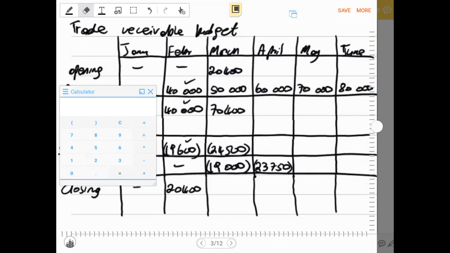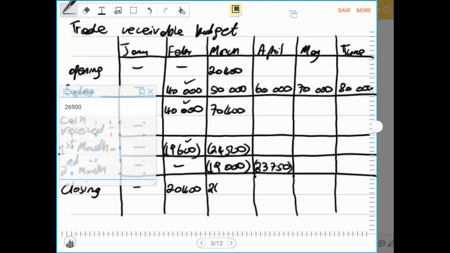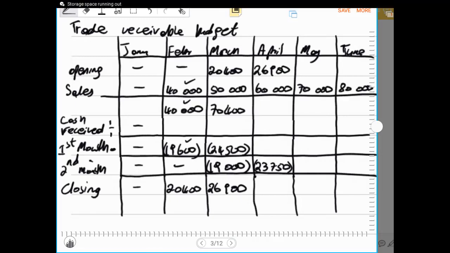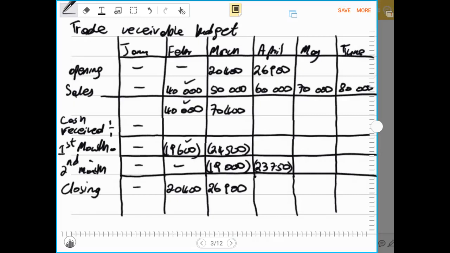Then we continue and we say now 70,400 less 24,500 less 19,000 rands. Then this gives us 26,900. Then closing balance will be the opening balance, 26,900. Then after we continue on that same note and we say now, okay, the sales for the month of, just make sure that is clear, 24,000.